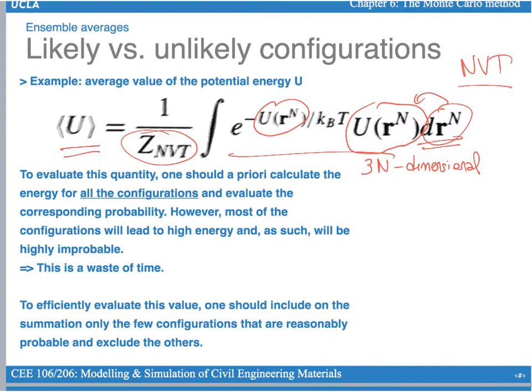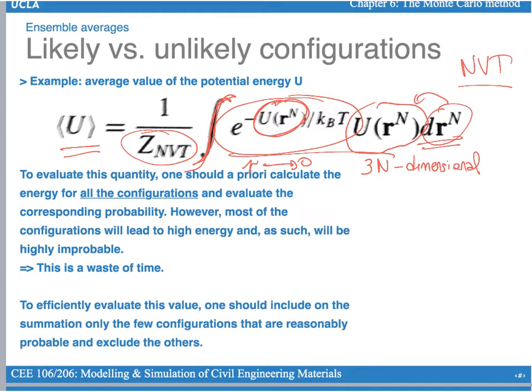But one thing that we know is that a lot of those configurations will not contribute so much to this integral. Why? Because if you have a configuration that has the right number of atoms, the right volume, and the right temperature, but this configuration is very unlikely, very unstable, with a high energy, then this probability term will go to zero. This means that when you are doing this integral, you are summing some terms that are very close to zero and don't contribute so much.